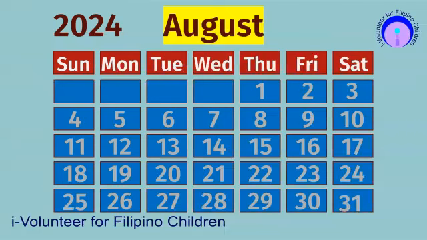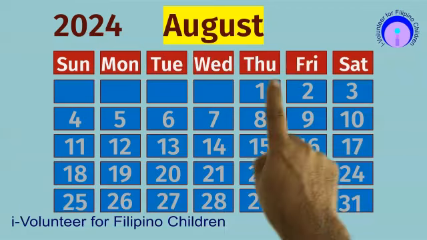This is the month of August. This is the 8th month of the year. Can you tell me the day of the week when the 1st of August falls? The 1st of August falls on a Thursday.